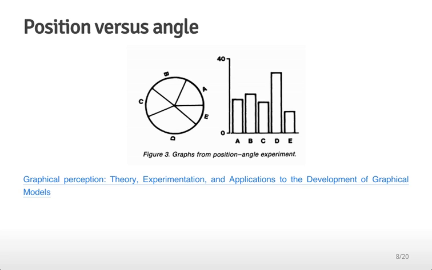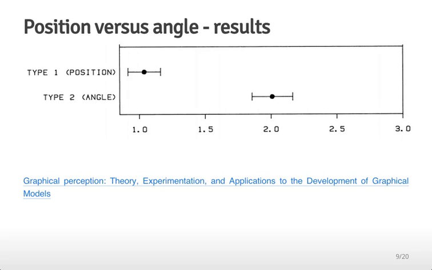Again, they performed a similar experiment where they showed these graphs to people and asked them to make different comparisons. Then they showed the error rate for the 2 different kinds of comparisons. In the case of using position, or one of those bar charts, the error rate was very low, whereas when using an angle, the error rate was much higher. That's because there are psychological and neurological reasons why it's easier for people to make comparisons on lengths rather than areas or angles.